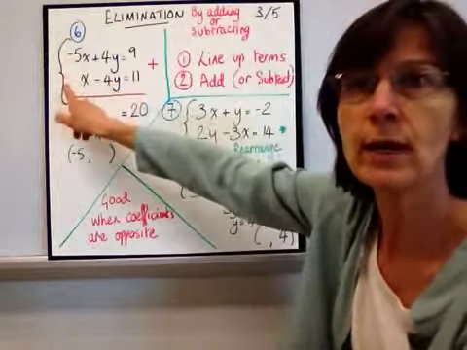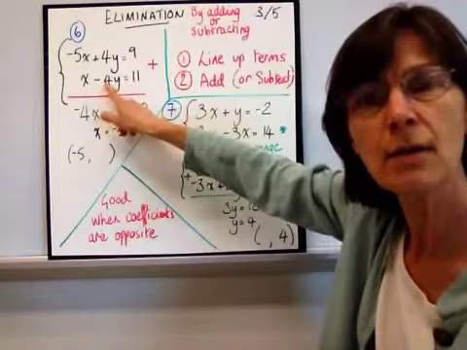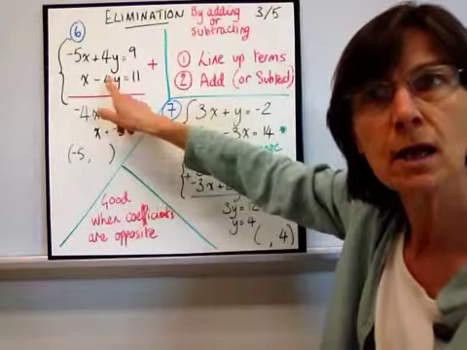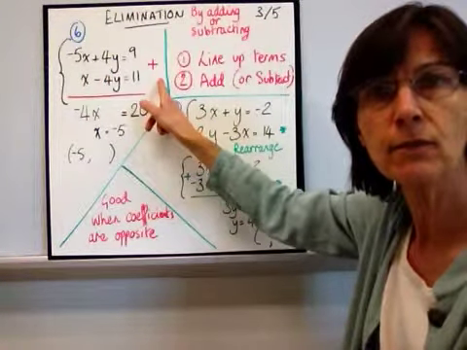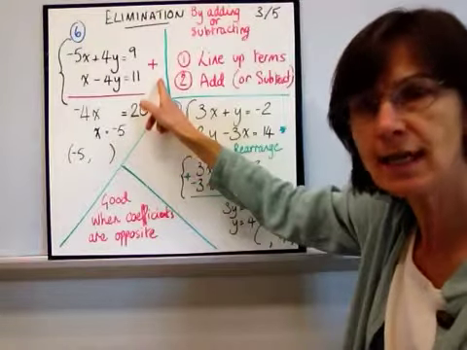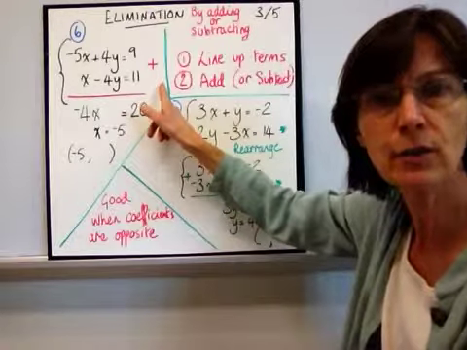I've got 2 x terms, I've got them lined up. I've got 2 y terms, and I have them lined up. I have them lined up for a reason, because we can add equations together. Just line up the correct terms. Just like in adding, you have to line up the correct place values. Here we have to line up the correct variable terms.